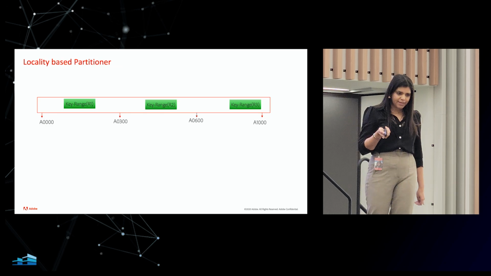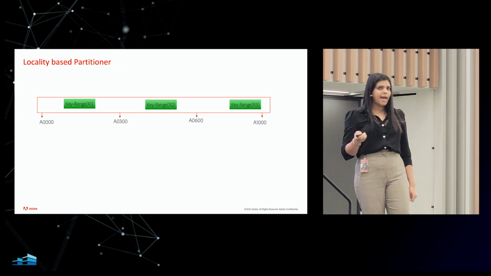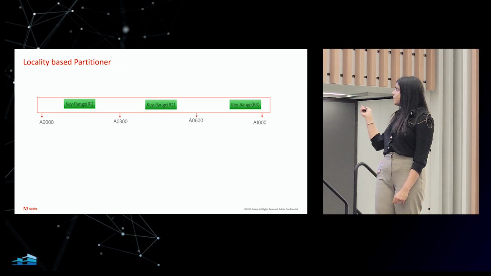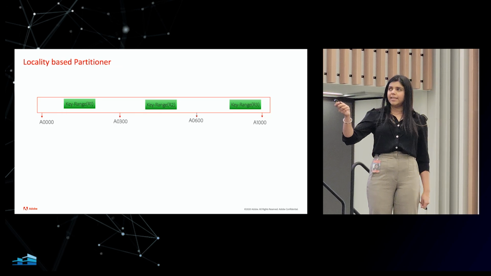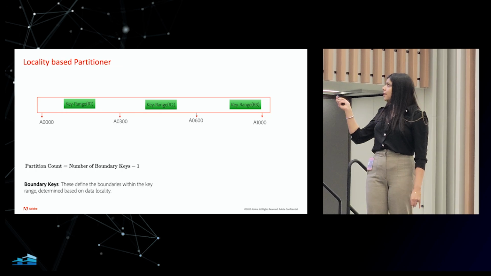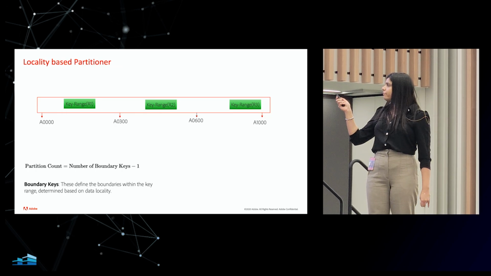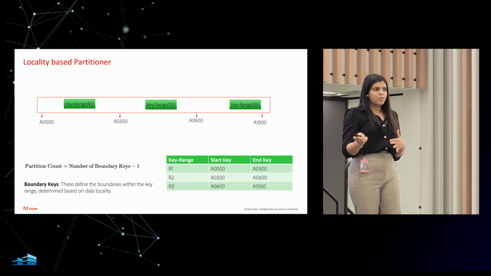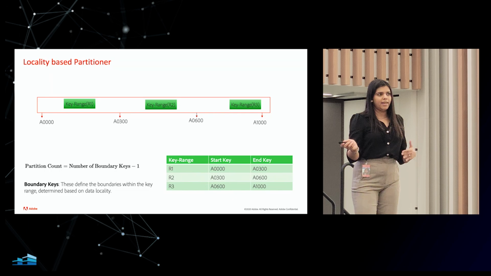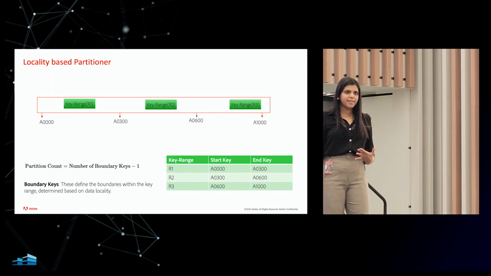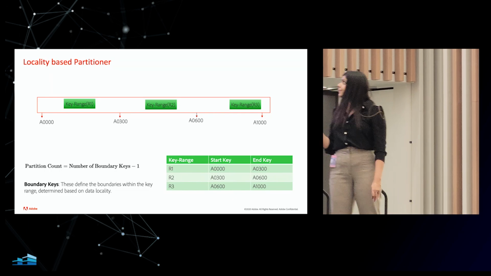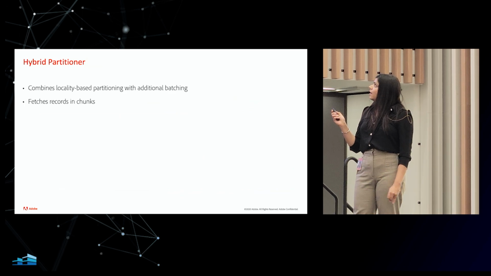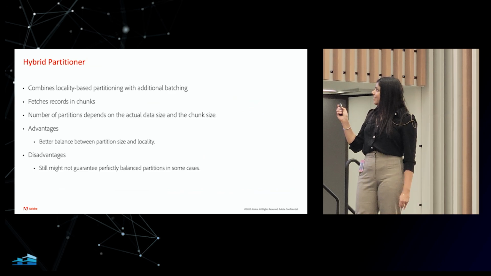Right. A simple example is, again, we'll take the same example. We are scanning the key range from 0 to 1,000. I call the utility, and I get 4 boundary keys. Using that partition count formula, I get 3 partitions here. So we saw simple partitioning, and this is locality. At least for us, this partitioner works the best based on the benchmark that we have done. Okay, I'm going to skip the hybrid partitioner for now.